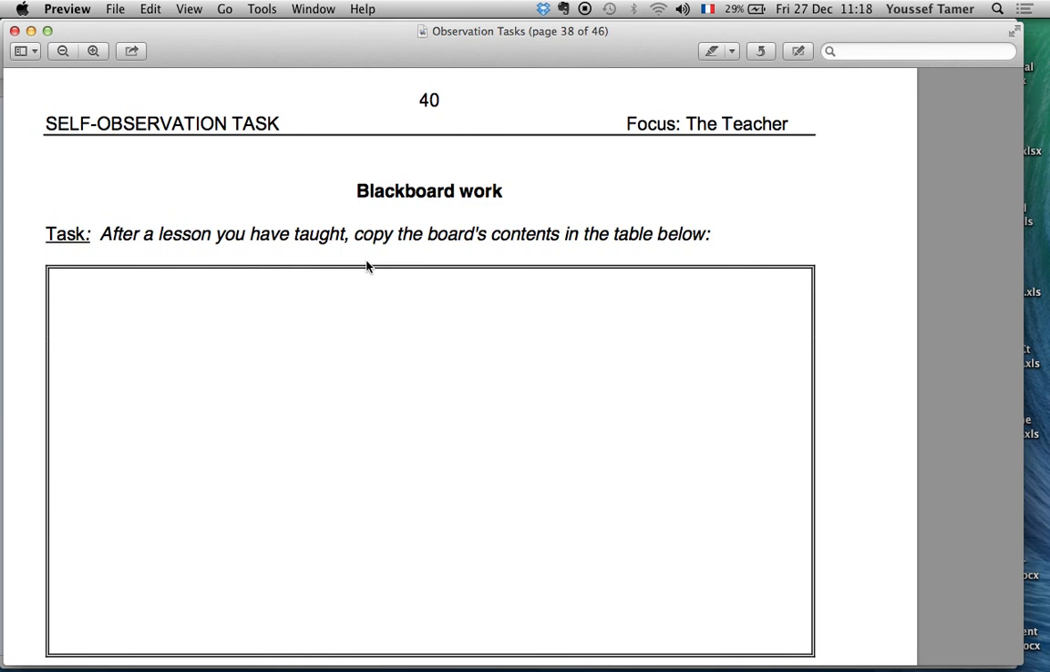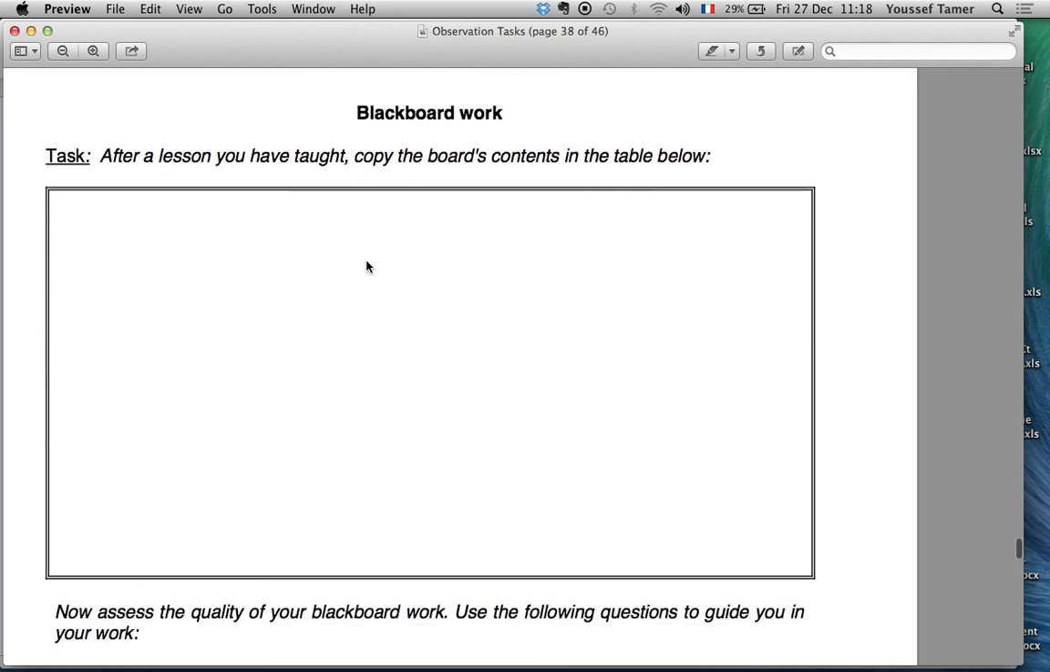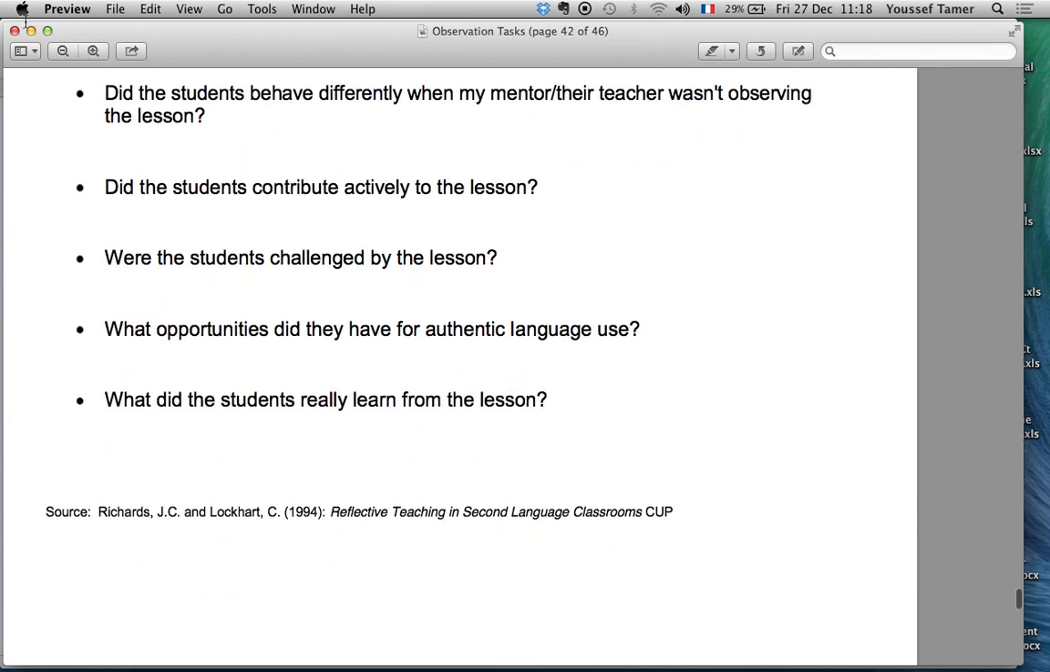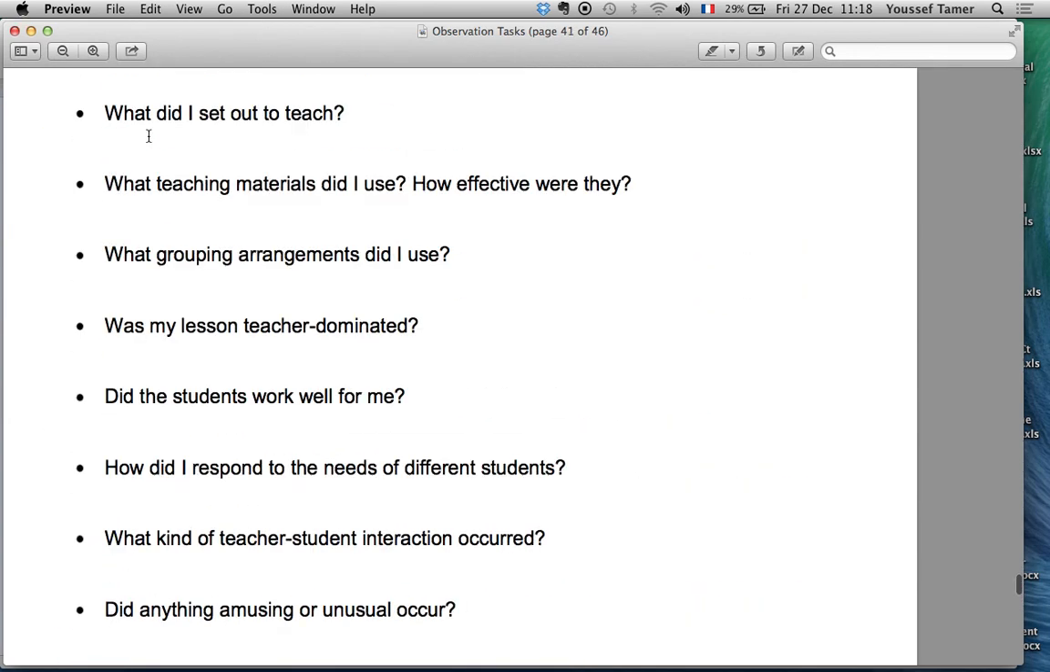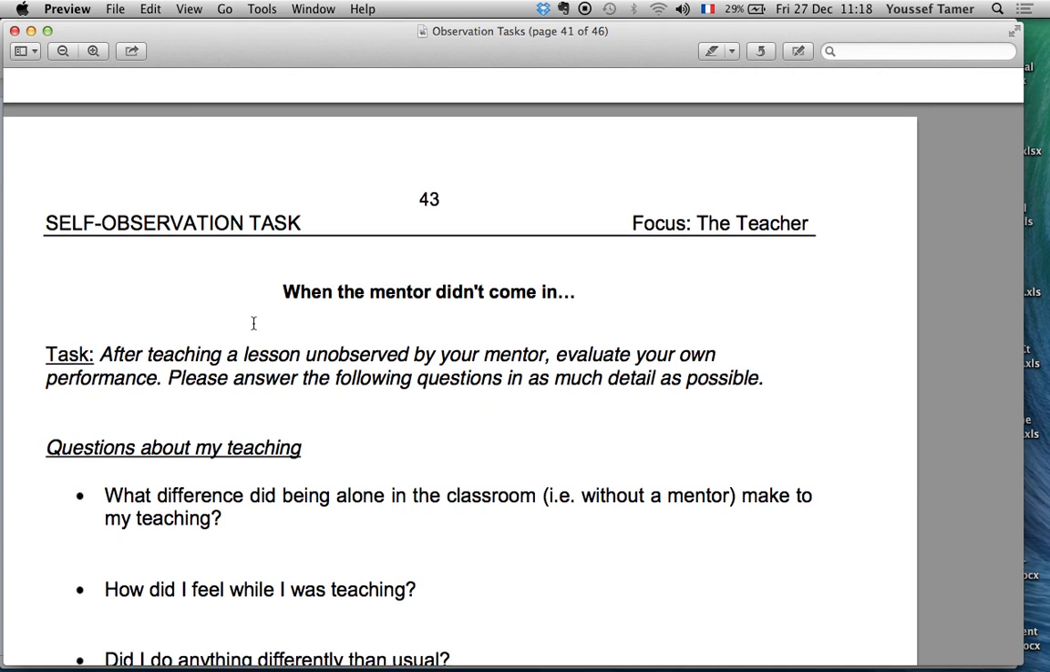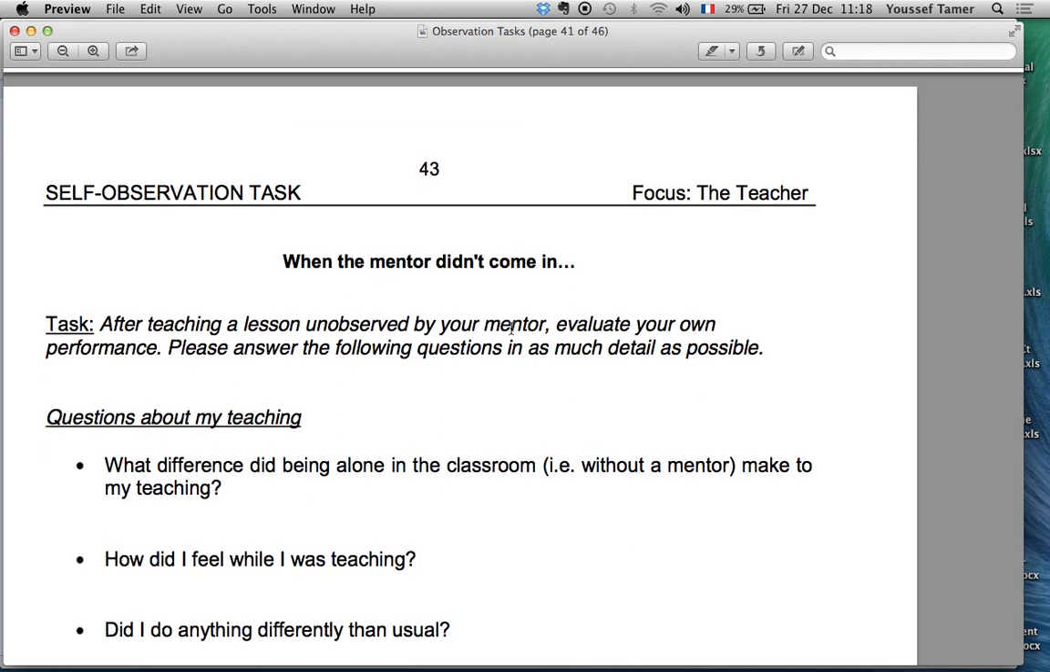Blackboard work, or sometimes other aspects, but also other observational tasks you can use, like here you have. So I'm going to hand this out. Is it possible to share? Yeah, it is going to be shared. You can find it online on the website I gave you, and I'm also going to share it with you on the Facebook group.